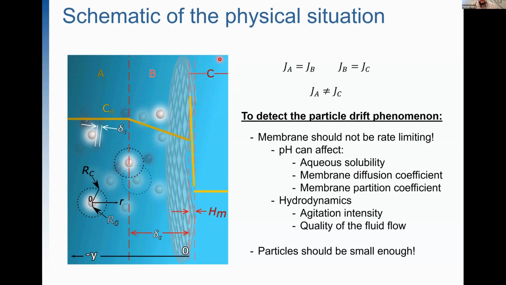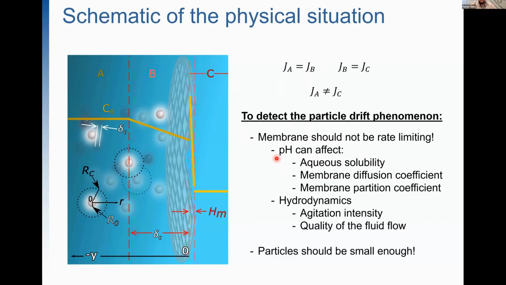Take note that concentration boundary layers form not only at the surface of the membrane, but of course at the surface of particles as well. So to detect the particle drift phenomenon, the membrane should not be rate limiting in the mass transport.